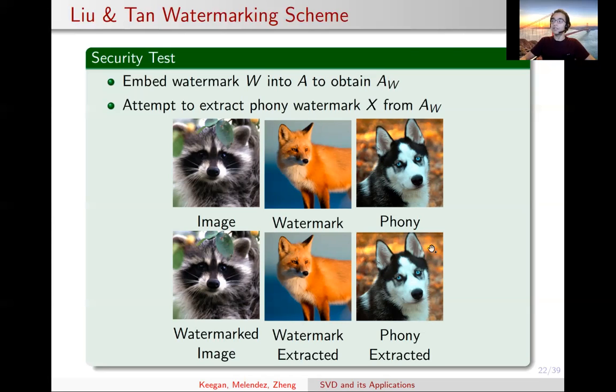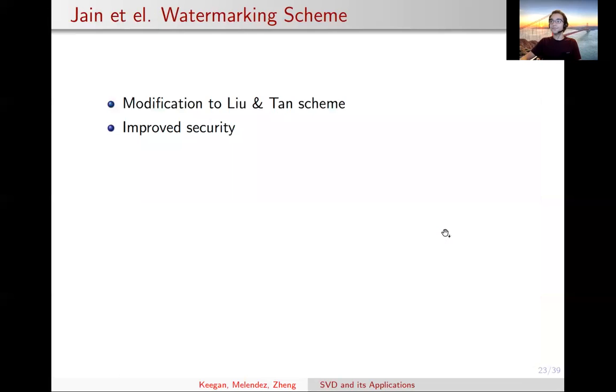watermark back completely unscathed. And so the problem here is that anybody can go and extract their watermark from any watermarked image and claim that they own the image, even though they didn't and their watermark wasn't embedded in there. What we actually want to see is that the phony extracted watermark does not resemble the phony watermark, but here it does. So this watermarking scheme is not secure. In an attempt to address this issue, Jain and some others proposed a modification to this watermarking scheme that's supposed to improve the security.